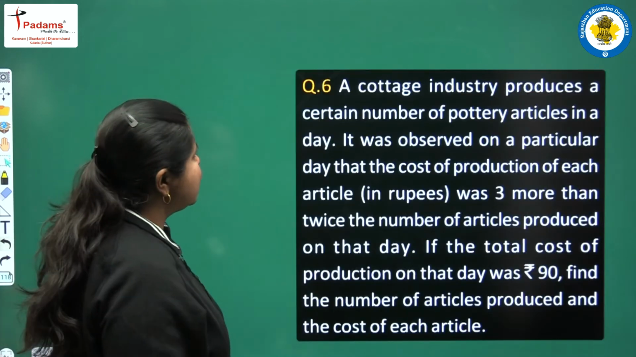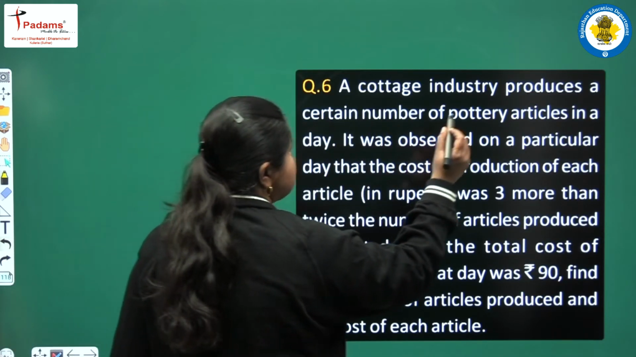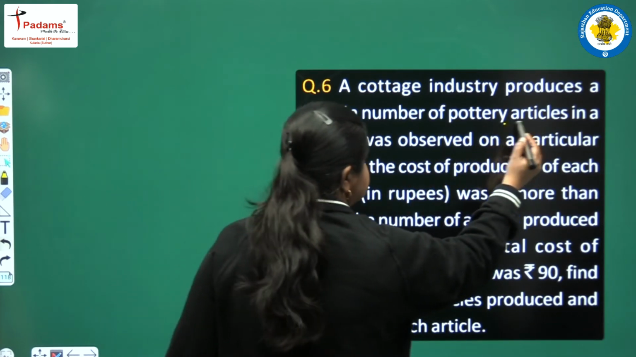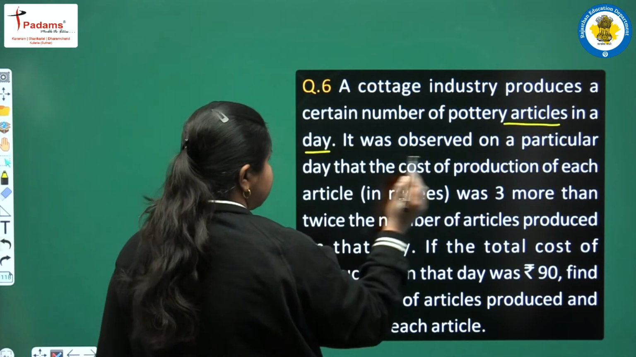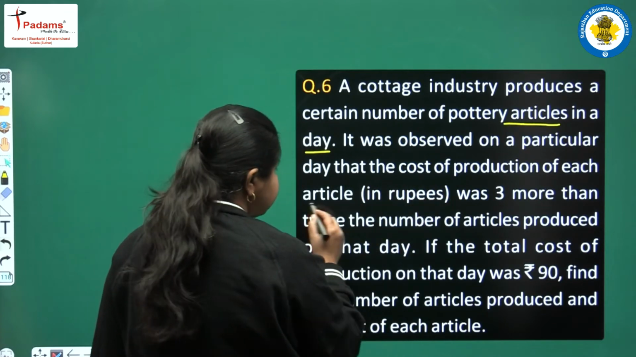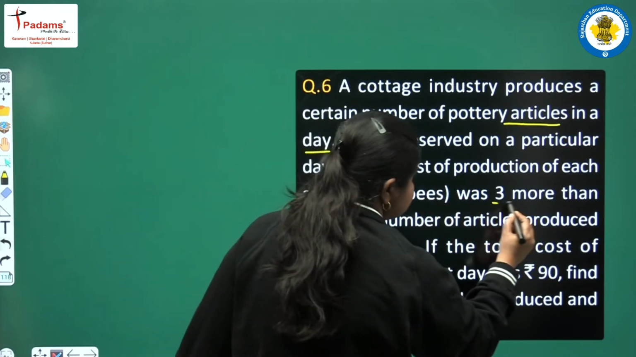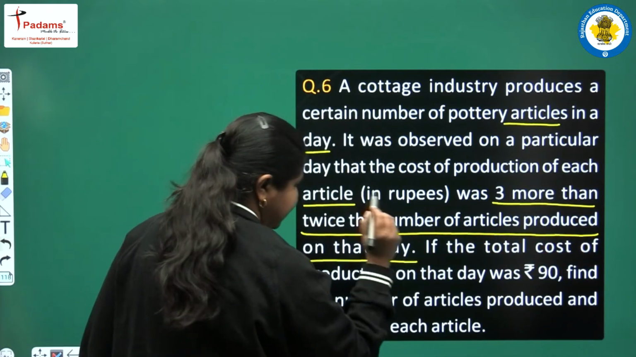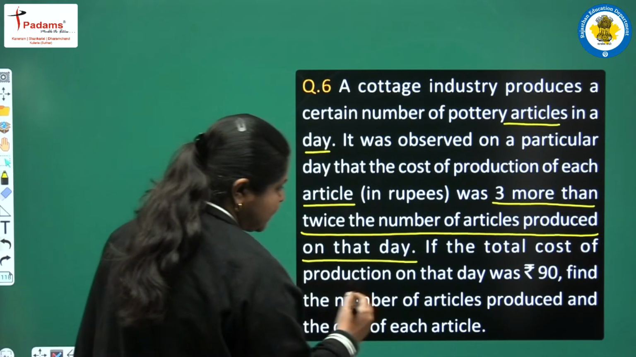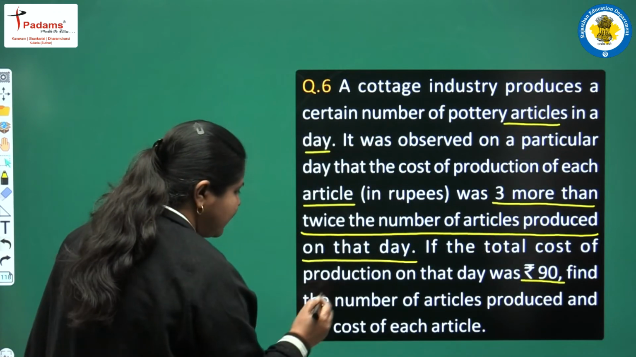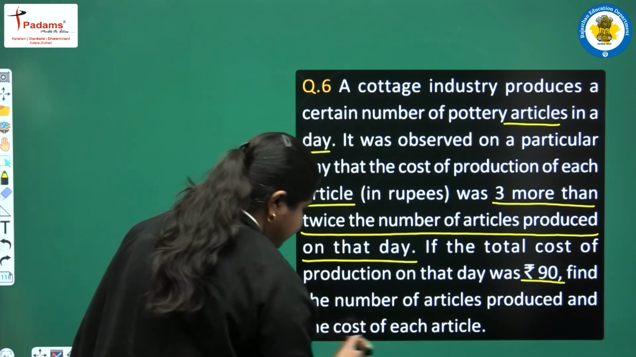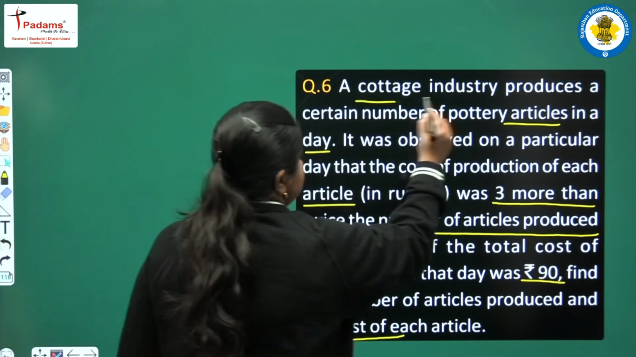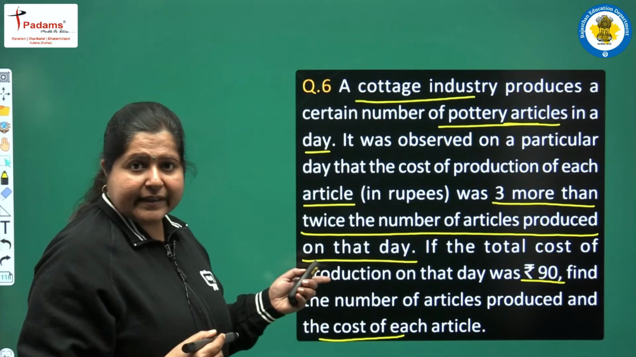Next we have question number 6. A cottage industry produces a certain number of pottery articles in a day. It was observed on a particular day that the cost of production of each article in rupees was 3 more than twice the number of articles produced on that day. If the total cost of production on that day was rupees 90, find the number of articles produced and the cost of each article. यहाँ एक कॉटेज इंडस्ट्री कुछ पॉटरी आर्टिकल्स प्रोड्यूस कर रही है एवरी डे.